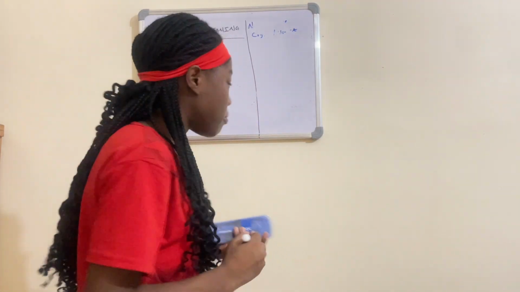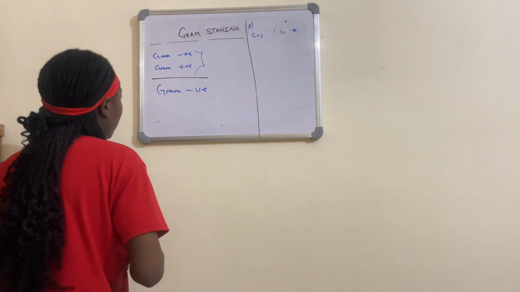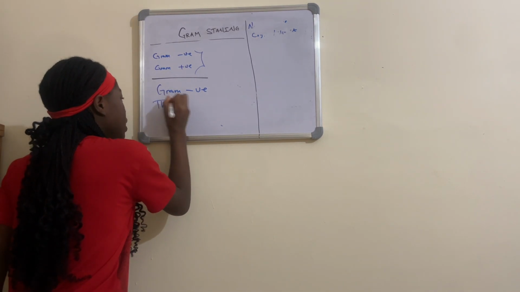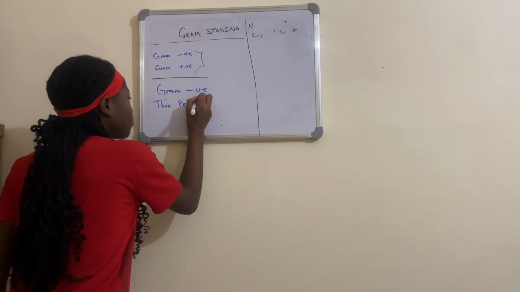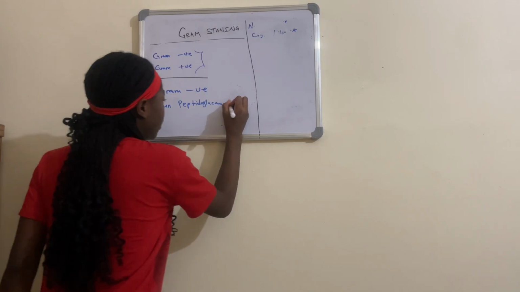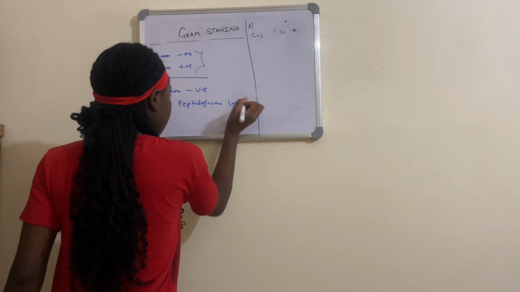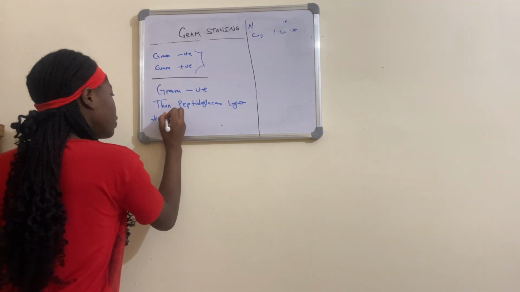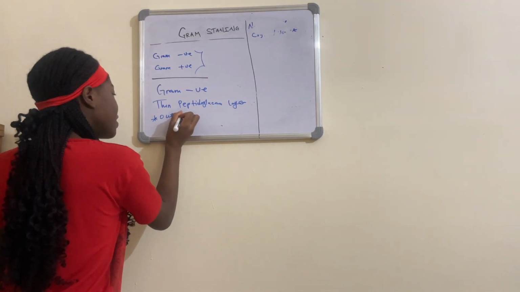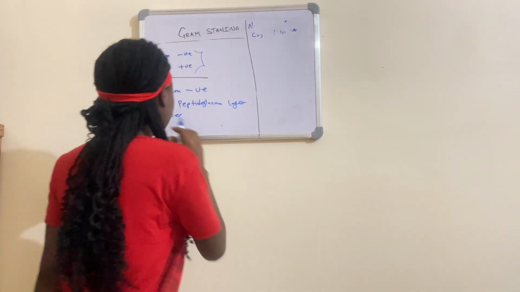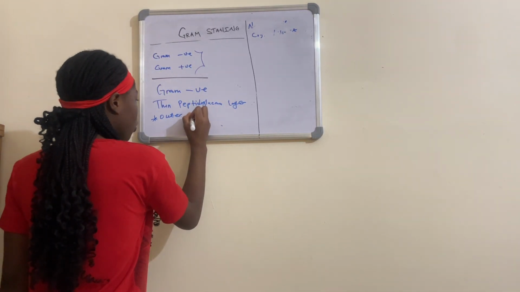So now let's talk about the gram-negative bacteria. For gram-negative bacteria, they have a thin peptidoglycan layer. Their layer is thin. And also another thing about them is that they have an outer membrane. Remember, I told you that gram-positive bacteria do not have an outer membrane, right? But the gram-negative bacteria have an outer membrane.